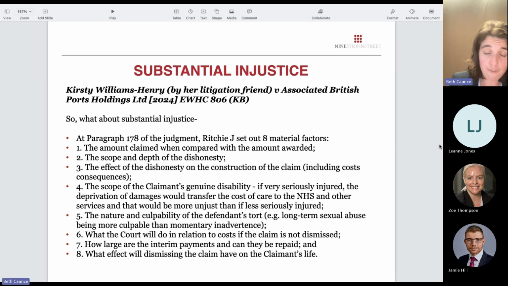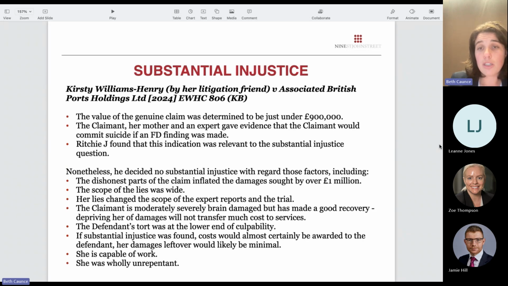And that factor at 8 was particularly important in this case because the claimant's mother and one of the experts gave evidence that the claimant had indicated that she would commit suicide if she was found to be fundamentally dishonest. The court found that indication was relevant to the question of substantial injustice, but still decided that there would be no substantial injustice in this case, and did deprive the claimant of the valid amount of the genuine claim, which would have been just under £900,000.